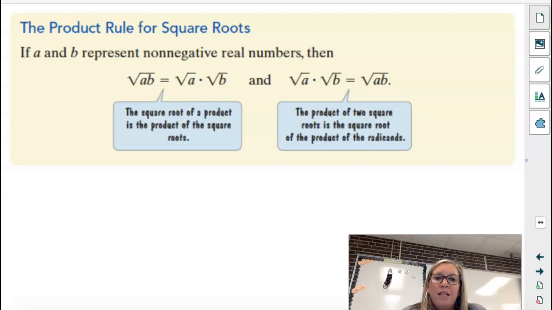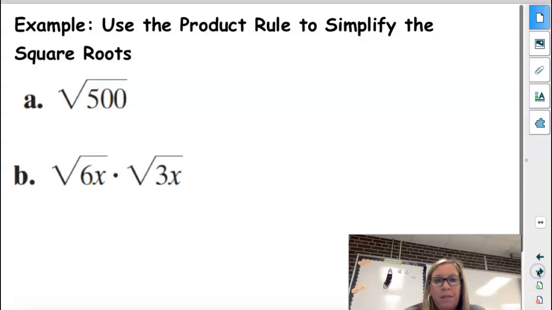Okay, this is a continuation of the radicals lesson. This works with the product rule for square roots. Notice if you have a radical and you want to separate it out, you can use your product rule, or combine them back together by multiplication. So how this would look in an example.